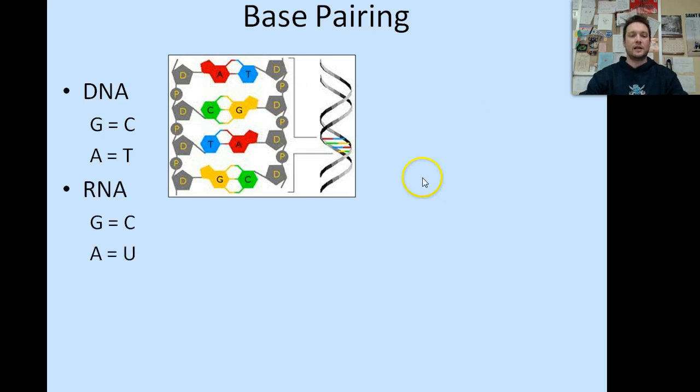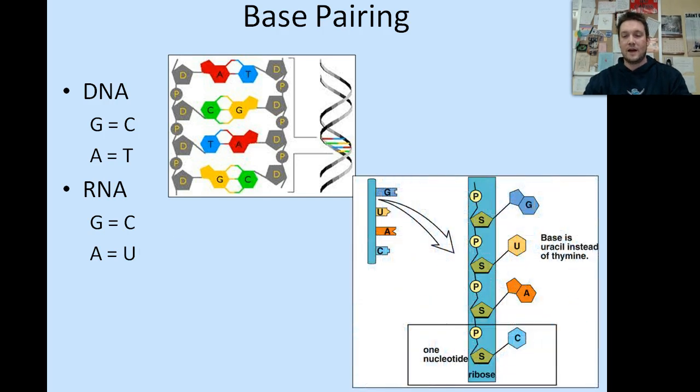Okay, RNA is slightly different. G still goes with C, and A goes with U here instead of T, and that's just a slight little difference. T and U are fairly similar bases, but one is used in DNA, one is used in RNA. And that looks like this.